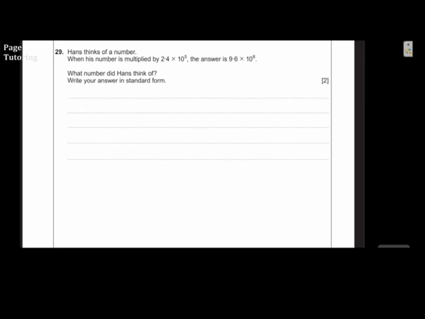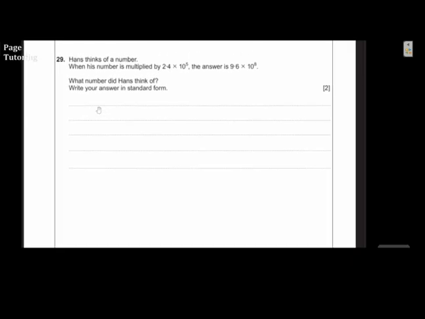So Hans is thinking of a number, and we'll call it x. We don't know what it is right now. So x times 2.4 times 10 to the 5 gives 9.6 times 10 to the 8. To get x, we can rearrange and say x would be equal to 9.6 times 10 to the 8 divided by 2.4 times 10 to the 5.